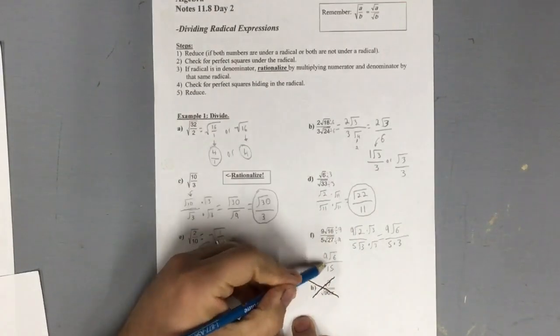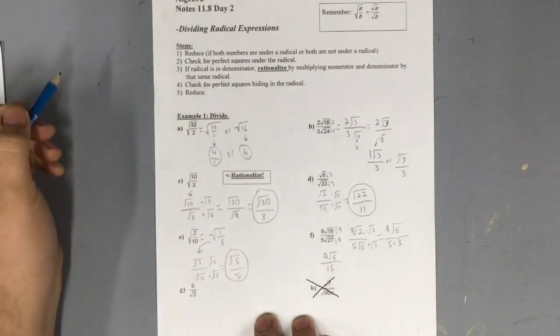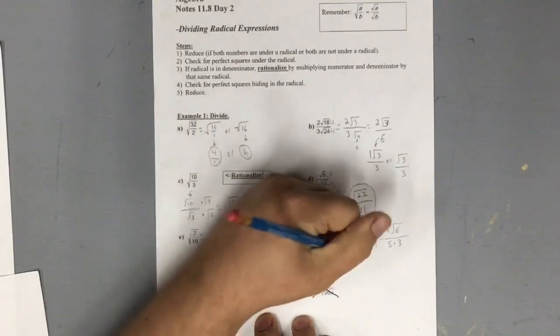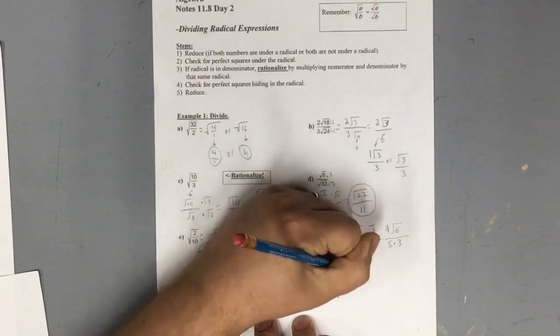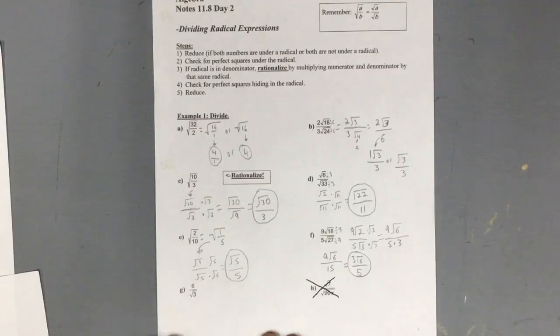I can simplify the 9 and the 15 because they're both outside the radical symbol. I'm going to leave this as radical 6. So my final answer here is when I simplify 9 over 15, I get 3 radical 6 over whole number 5. And I found my goal, which is not having a radical in the denominator anymore.